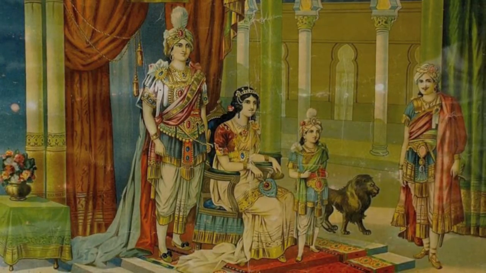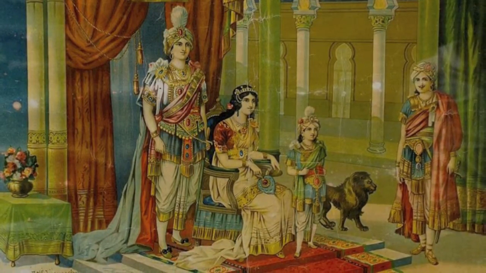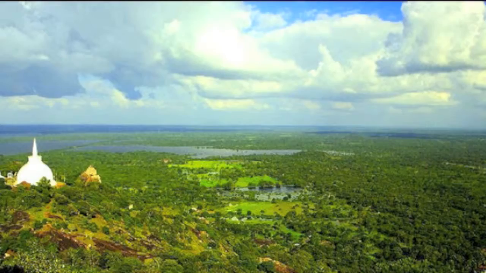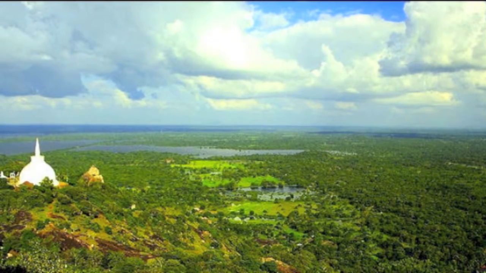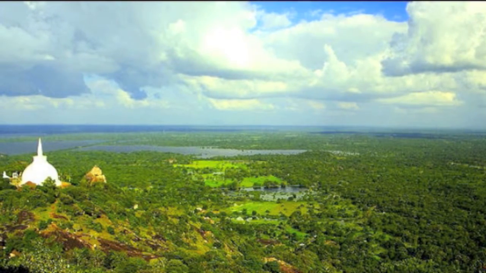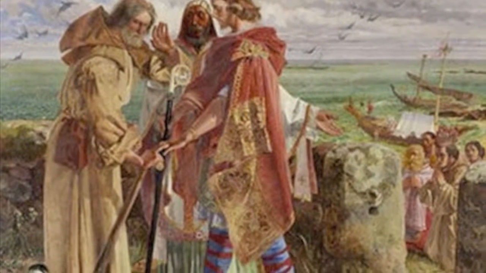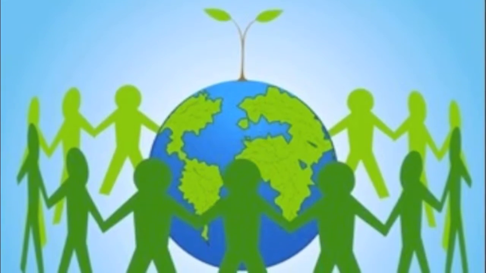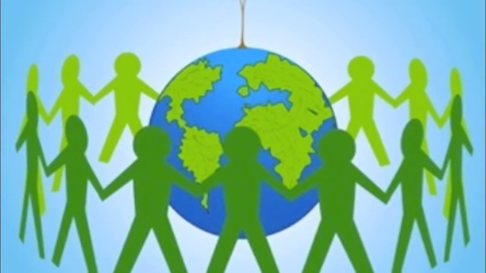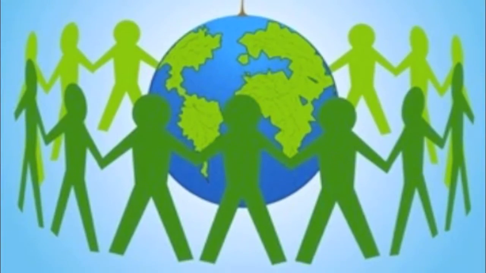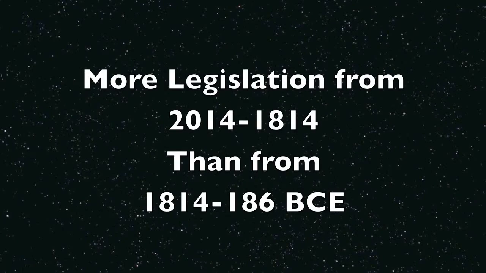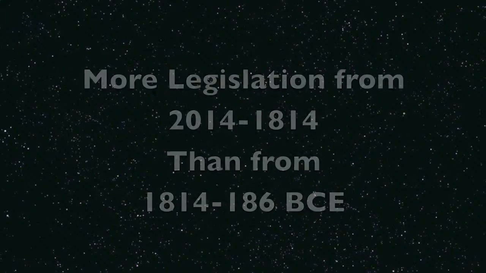The first example of environmental legislation is attributed to King Devanampiya Tissa, who in the 3rd century BCE established the first wildlife sanctuary on Sri Lanka. While environmental activism can trace its origins far back in history, those who assumed environmentalism was a relatively modern idea are not entirely wrong. More environmental legislation has been passed in the previous 2 centuries than in the preceding 2 millennia. So what caused this great disparity?